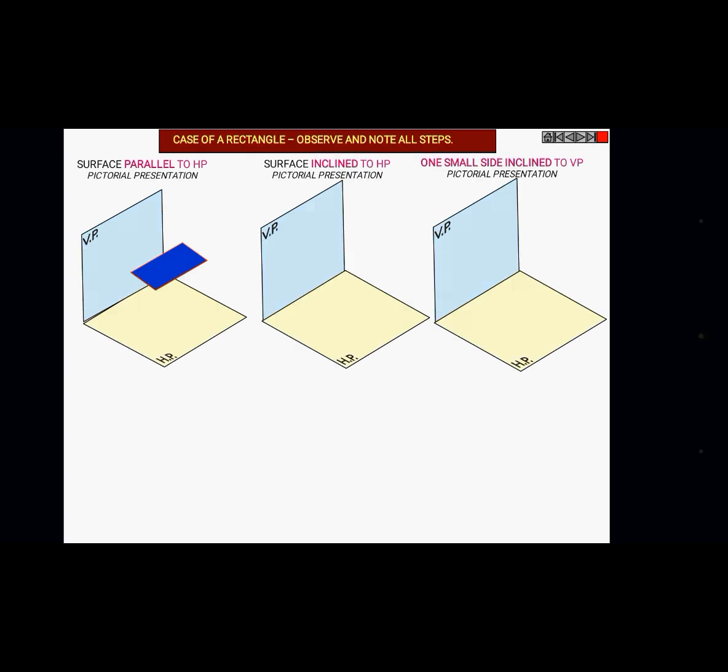Now let us see the case of a rectangle. This is a rectangular lamina. It is rested on HP. It is placed parallel to HP. You can see that.